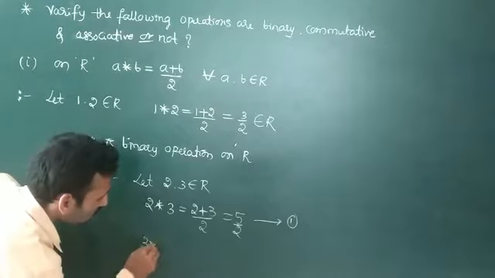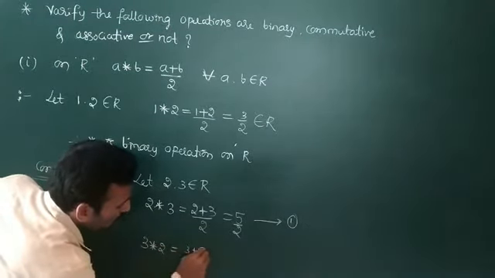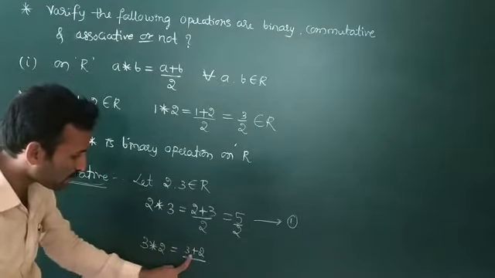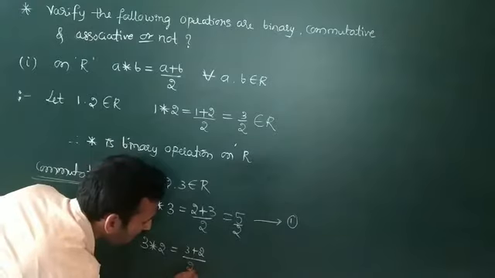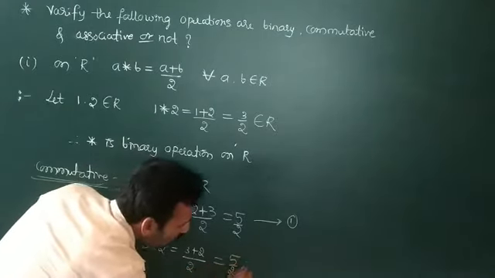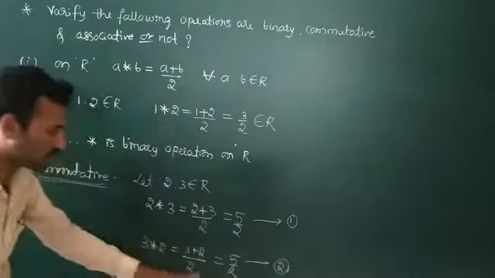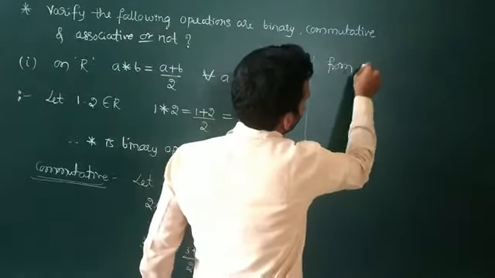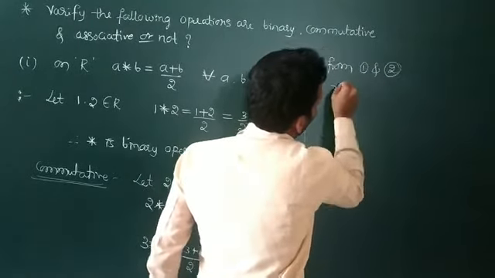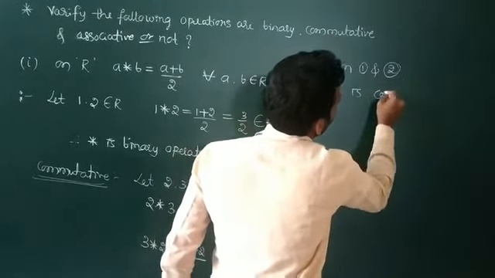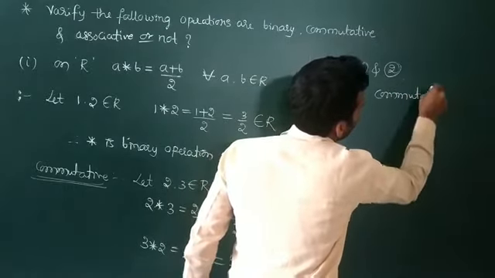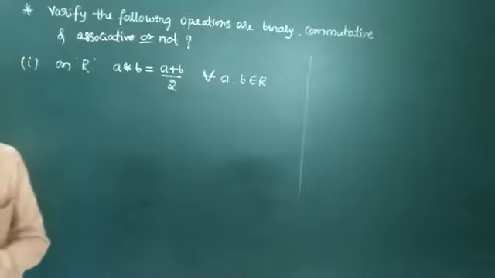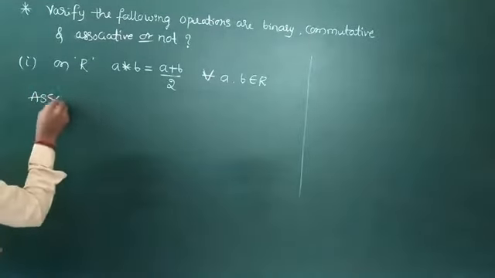Similarly, 3 star 2 means replace a by 3, b by 2: (3 plus 2) by 2, which is also 5 by 2. That is equation number 2. From equations 1 and 2, star is commutative binary.